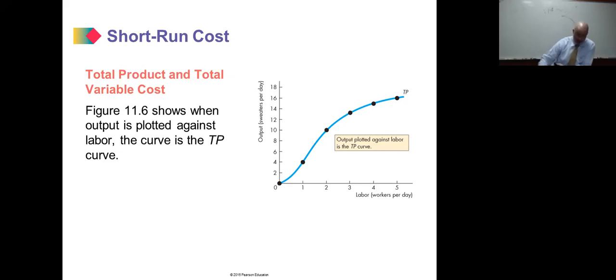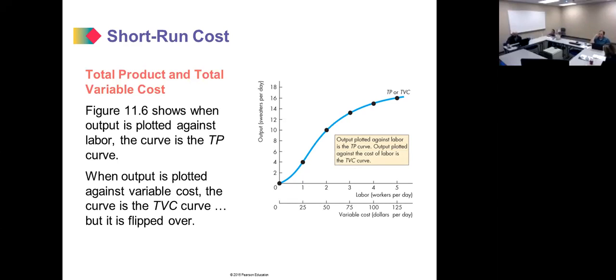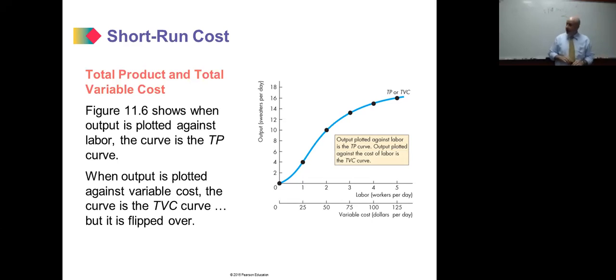And what do you think would happen if we continue to take that out? Just out of curiosity. We might eventually see it change course. When output is plotted against cost, we get the total cost curve, but we're flipped over. Now, why are we changing shape here? What do you think can explain?